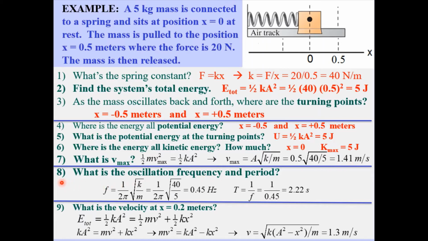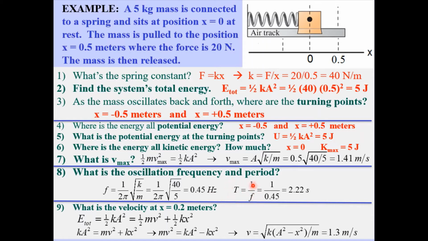Question number 8, what is the oscillation frequency and period? Here we're going to use our equation for frequency. Frequency is 1 over 2 pi times the square root of k over m. So k is 40 and m is 5 kilograms. 40 divided by 5 is 8. Take the square root of 8 and divide it by 2 pi, and you'll get 0.45 hertz. The period T is just 1 over the frequency.